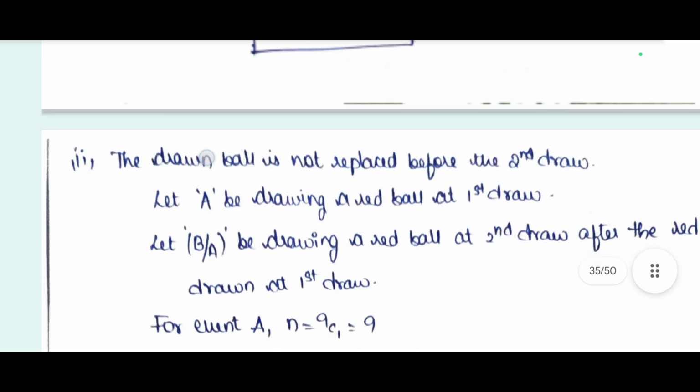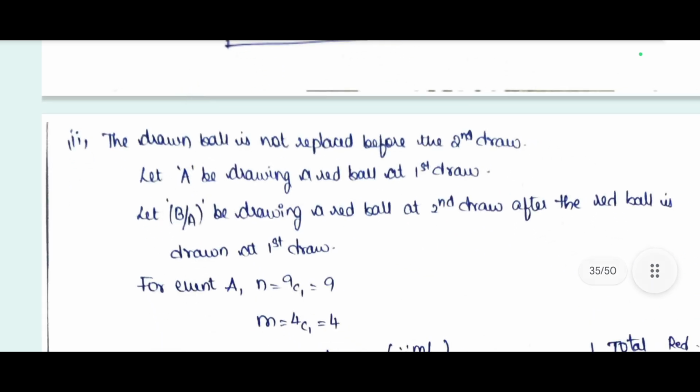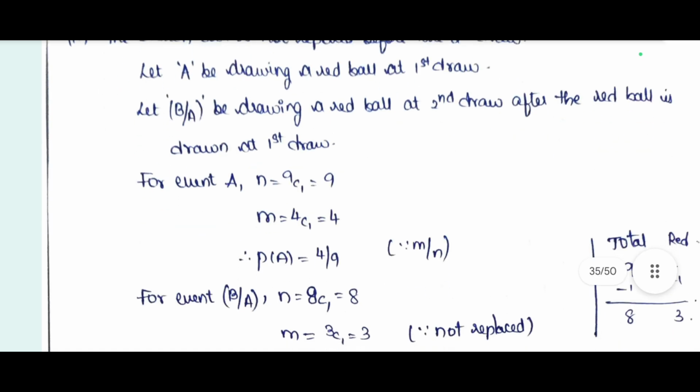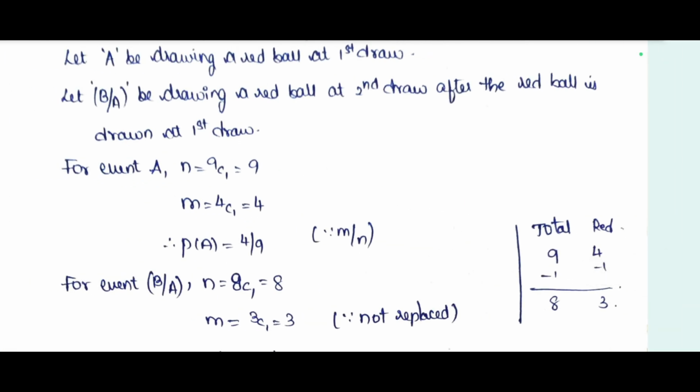Next, the drawn ball is not replaced before the second draw. This is very important. Here one event occurs before the second draw. Let A be drawing a red ball at the first draw, and let B be drawing a red ball at the second draw after a red ball is drawn at the first draw. For event A, by the same calculation, the total number of balls is 9 and the red balls are 4, so probability is 4 divided by 9. And now probability of B given A.